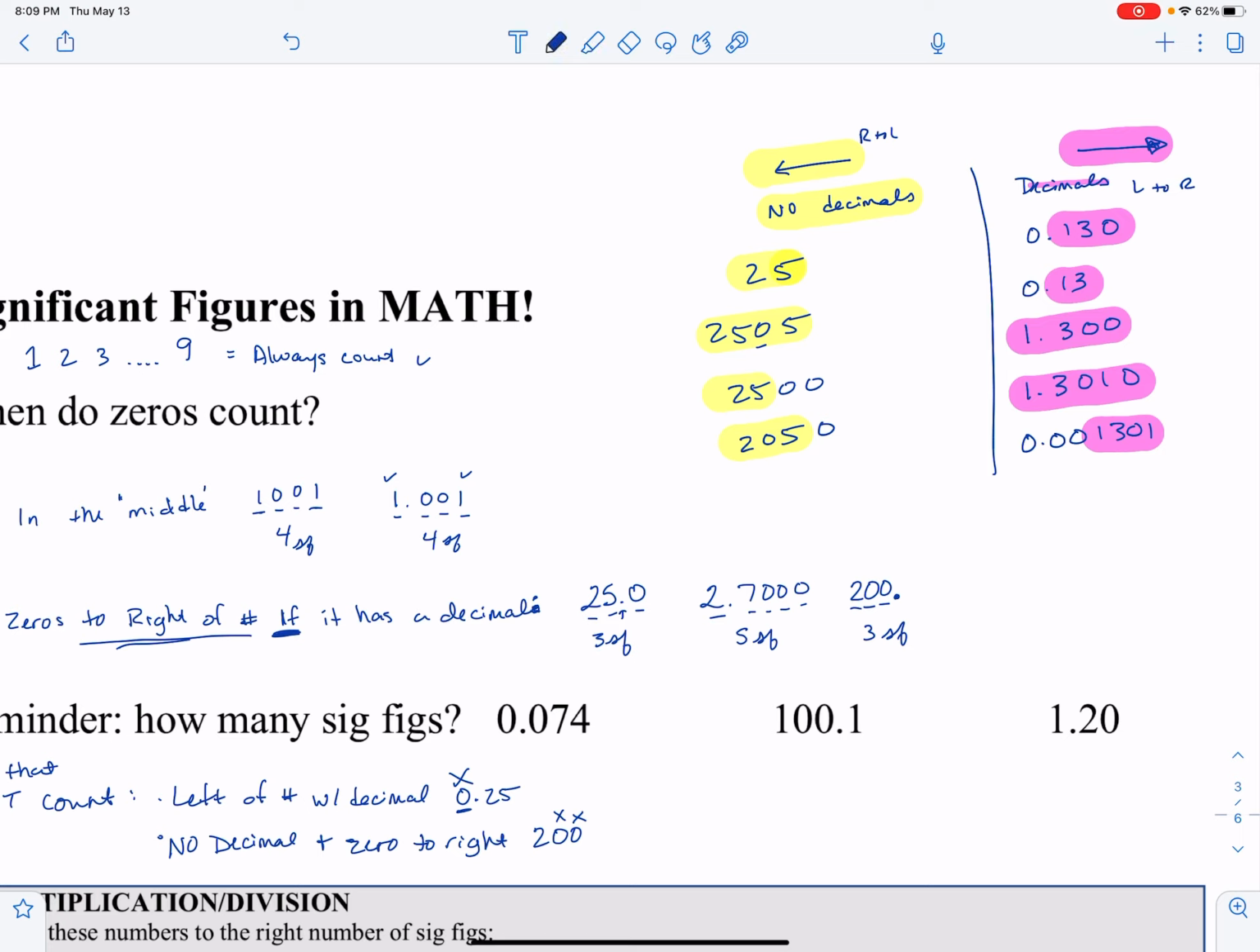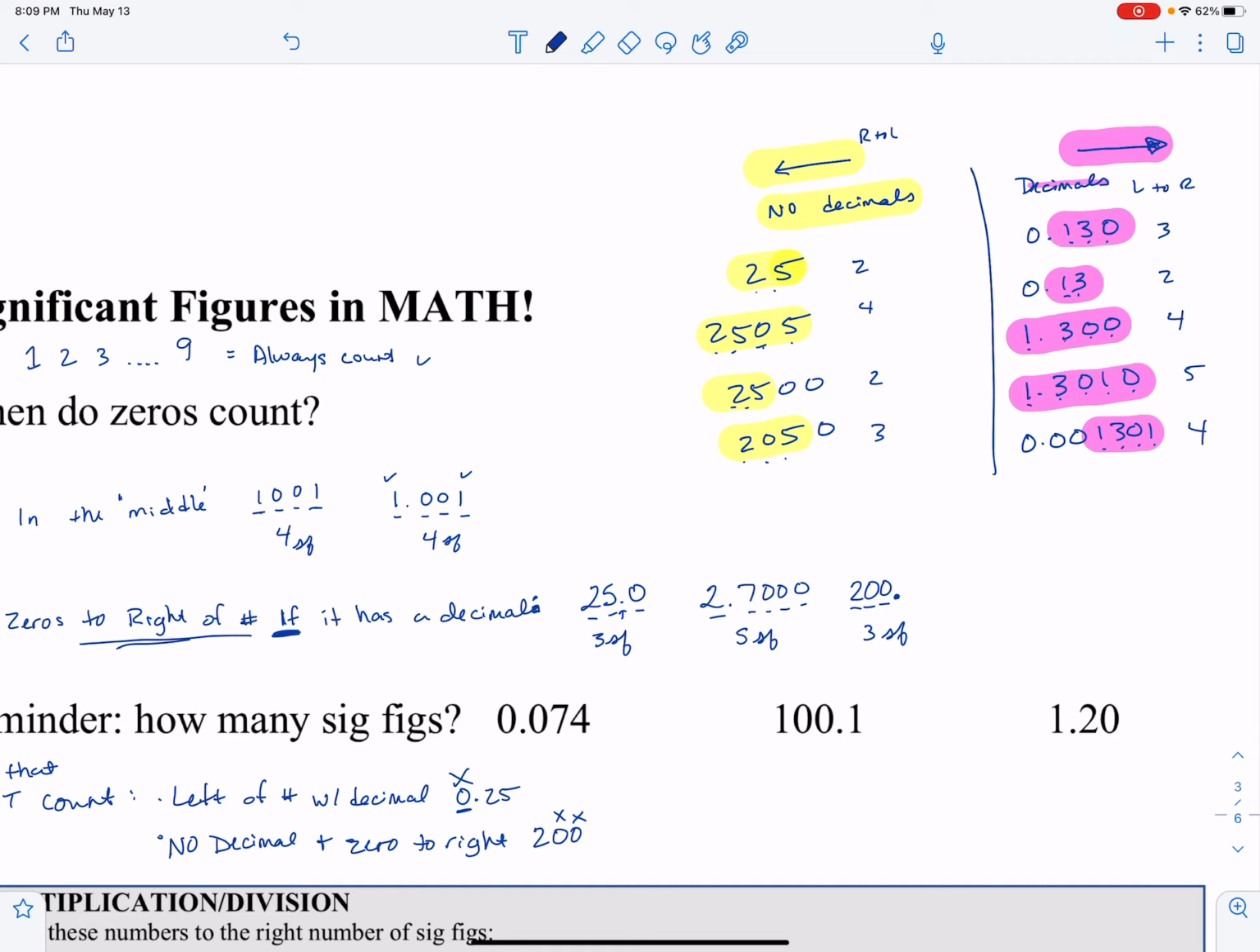So if I were to count all of these different sig figs, this one would have 2, this one would have 4, this one would have 2, and this one would have 3. Over here on the right, I would have 3, 2, 4, 5, 4. So that's a different kind of a method. It's like a visualization instead of remembering all the rules.